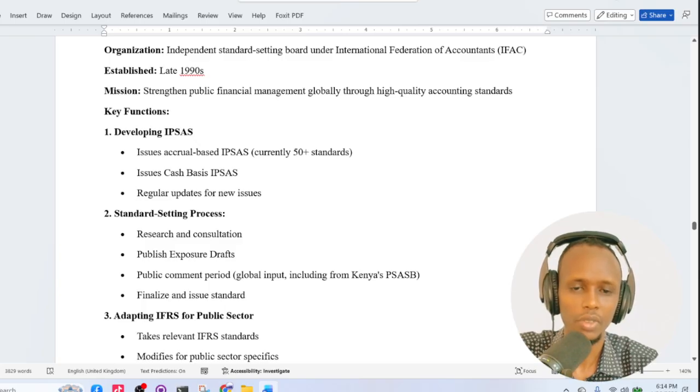Currently, we have over 50 IPSASs, from IPSAS 1, which is presentation of financial statements, to the IPSAS that talks about natural resources, currently IPSAS 50. And we expect future updates because of the latest IFRS, including IFRS 18, which has updated the way we present financial statements under IPSAS 1.